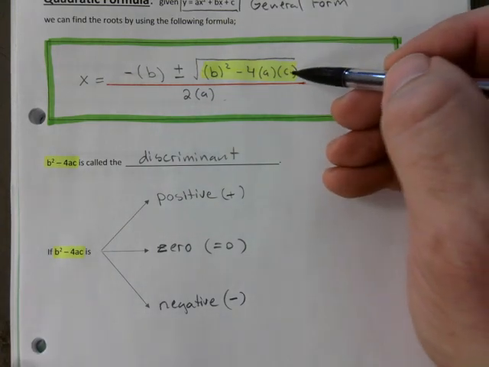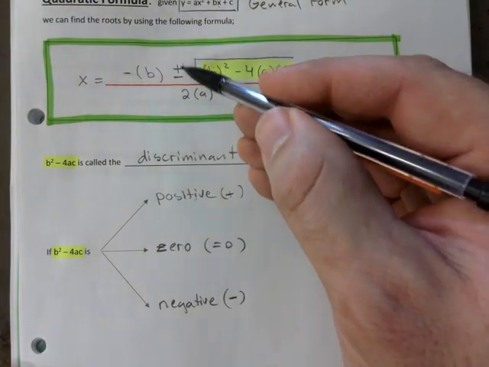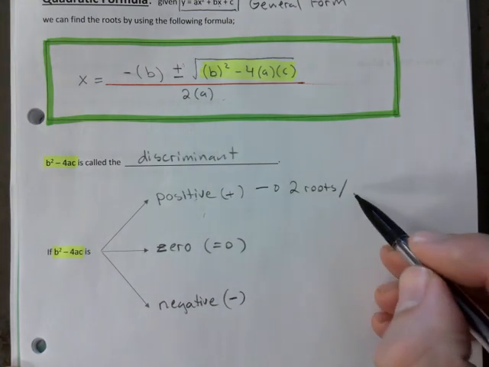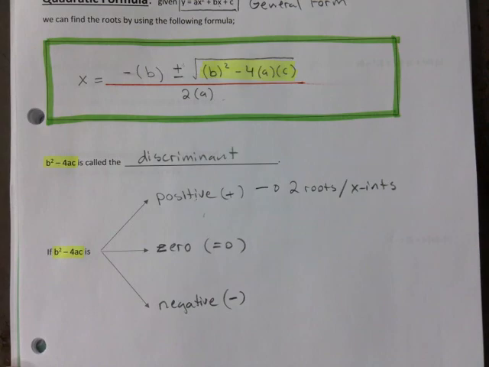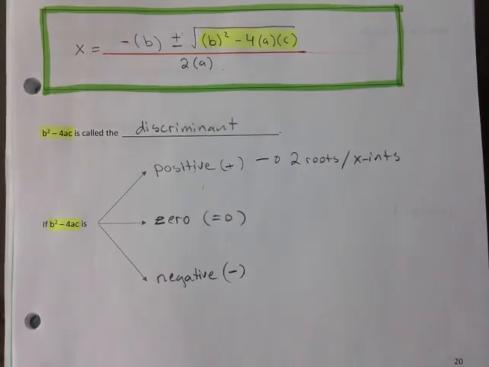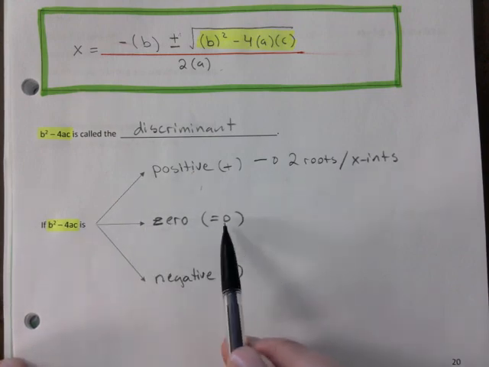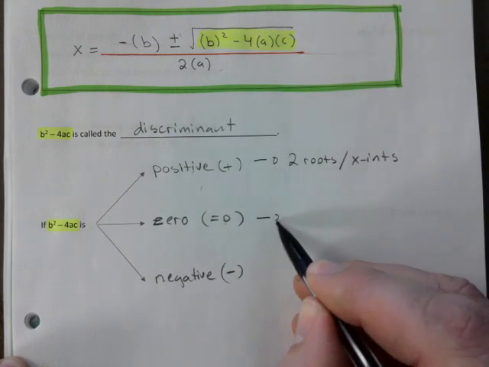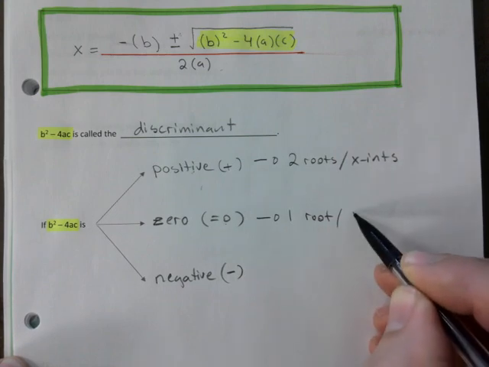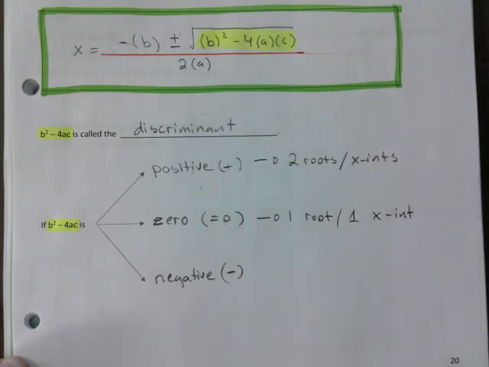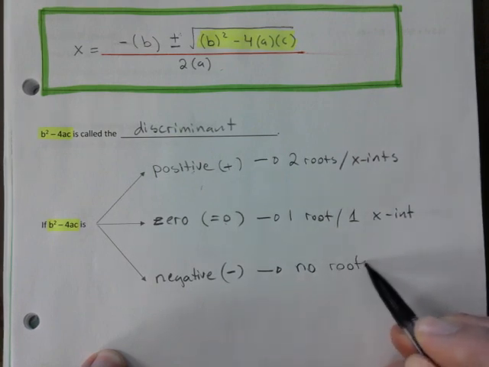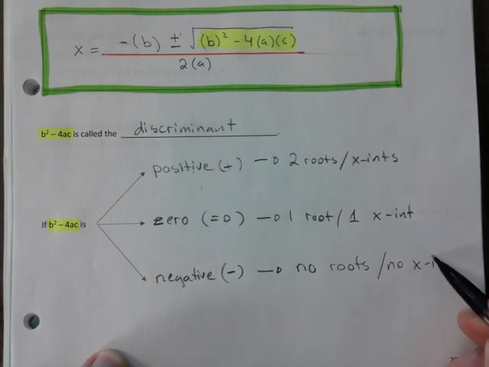If that discriminant is positive, notice a plus or minus there, right? You have two roots, x-intercepts. If b squared minus 4ac is exactly equal to 0, if whatever's in the root is exactly equal to 0, you're going to have exactly one root. One x-intercept. One solution. If it's negative, you have no roots. No x-intercepts.